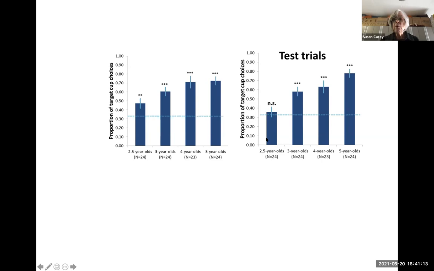So what we interpreted at that point was that this is a failure of the 2.5-year-olds, consistent with Colin Carpenter, to show the evidence of deductive certainty. But this was evidence that at least some children were at least sometimes doing that. I no longer think that, okay?